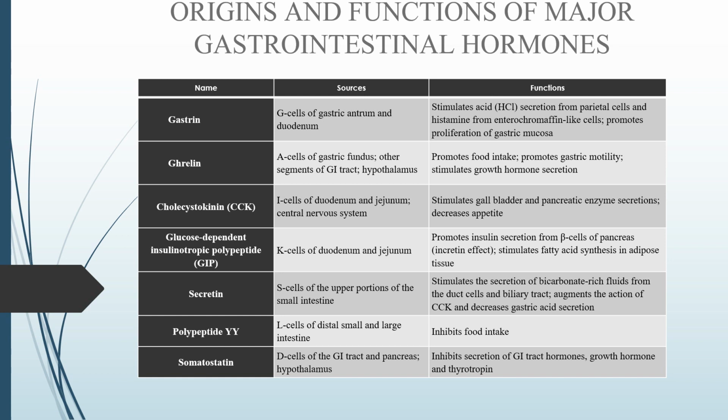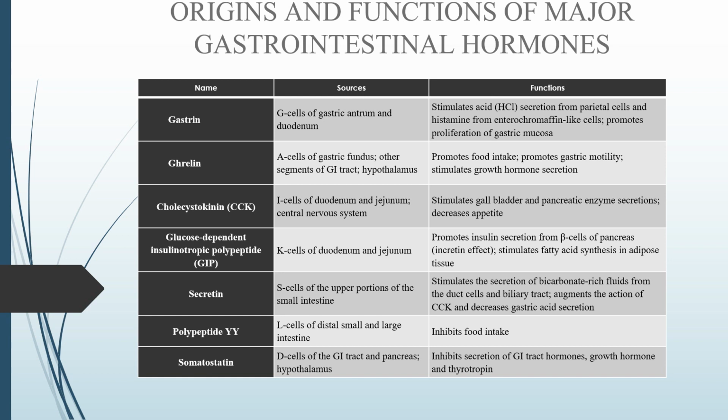Next, cholecystokinin. The source of cholecystokinin is I cells of the duodenum and jejunum, and the central nervous system. The function of cholecystokinin is to stimulate gallbladder and pancreatic enzyme secretion and decrease appetite. Next hormone is glucose-dependent insulinotropic polypeptide. The source of this hormone is K cells of the duodenum and jejunum. The function is that it promotes insulin secretion from beta cells of the pancreas and stimulates fatty acid synthesis in adipose tissue.